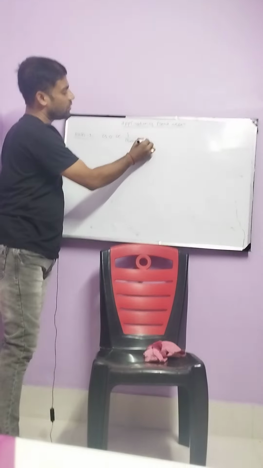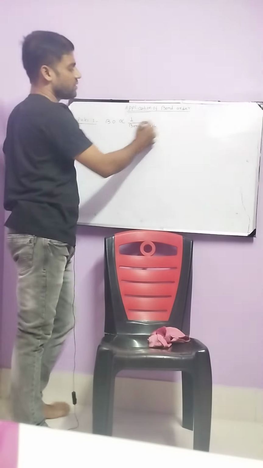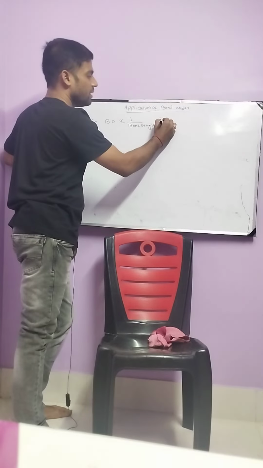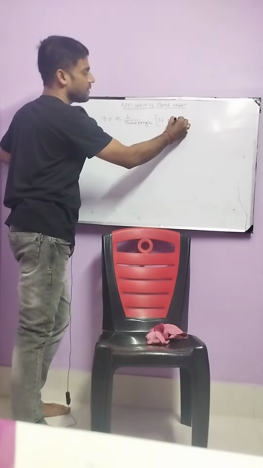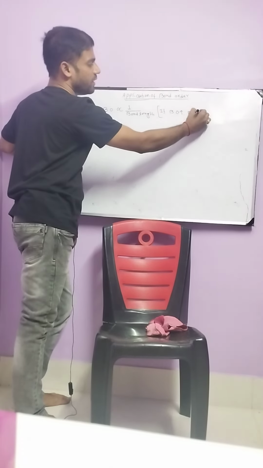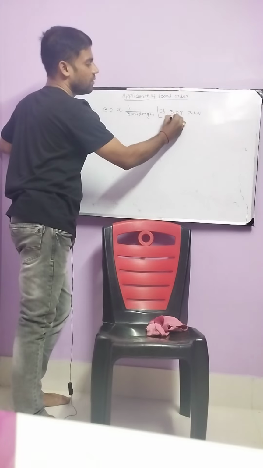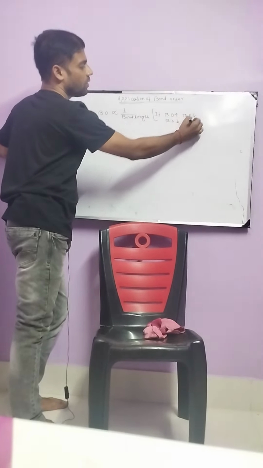What is the meaning of this? Bond order is inversely proportional to bond length. That means if bond order increases, then bond length decreases. If bond order decreases, then bond length increases.